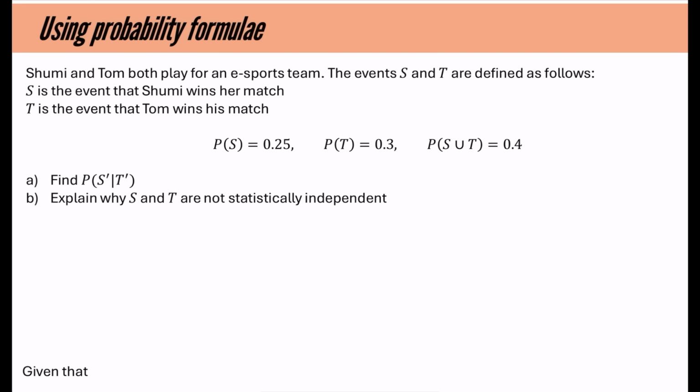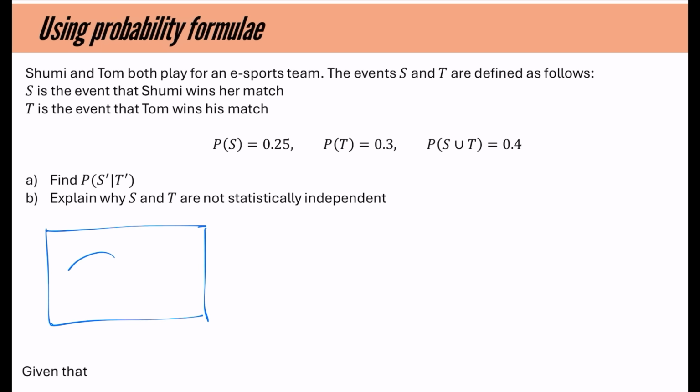In other words, what's the probability that Shumi loses, given that Tom loses? So I am going to draw a Venn diagram, and that might help us visualize what's about to go on in this question. So we're going to have the S and the T. And I don't think we can do an awful lot of filling in just yet, so I'm probably going to do this part with the formula, okay?